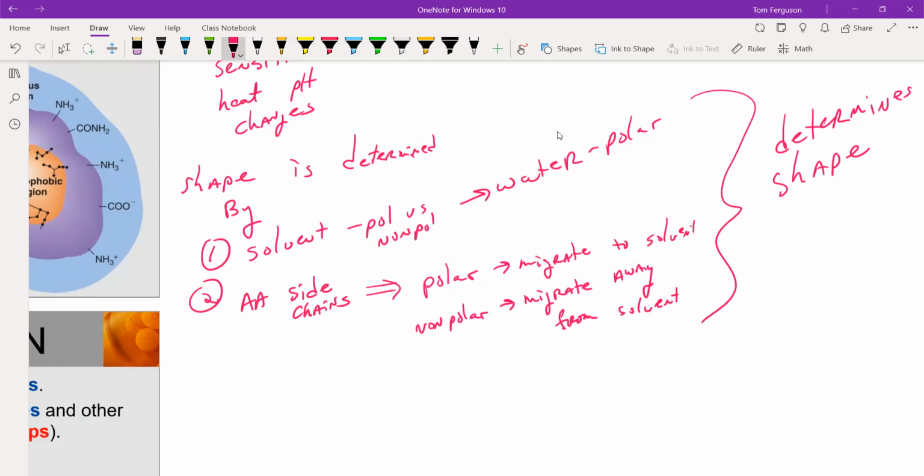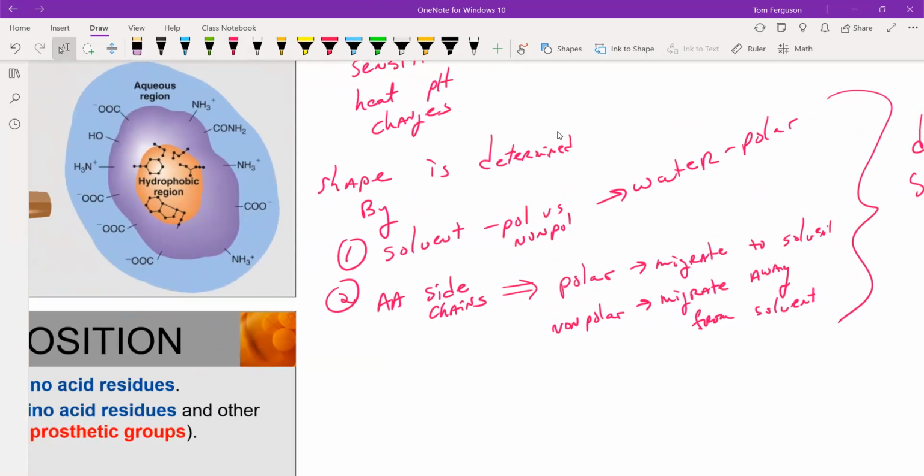It's solvent and side chains together. Solvent is very important. Change the solvent, the shape of that protein will change. Like if you went to a non-polar solvent, this protein over here would be turned inside out because the non-polar inner part would migrate to the outer part close to the non-polar solvent. That's why changing solvents will denature a protein and stop an enzyme from working, because the active site is changed. The shape of the active site is changed.